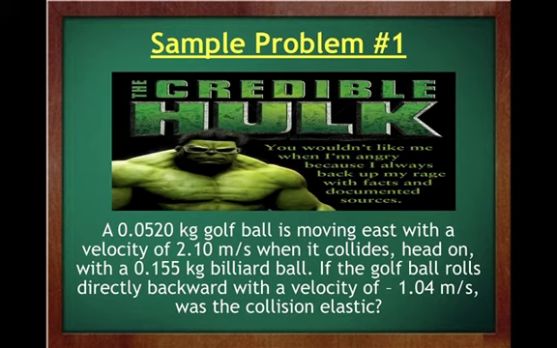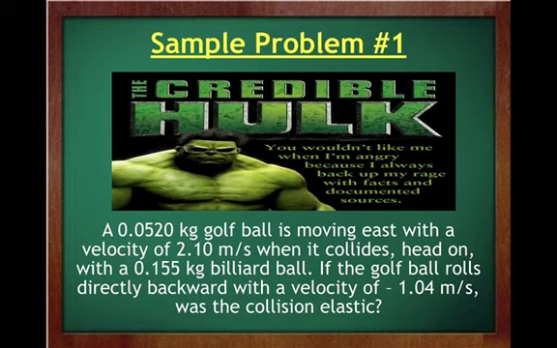So here we've got a 0.0520 kilogram golf ball moving east with a velocity of 2.10 meters per second when it collides head-on with a 0.155 kilogram billiard ball. If the golf ball rolls directly backwards with a velocity of negative 1.04 meters per second, was the collision elastic? Okay.